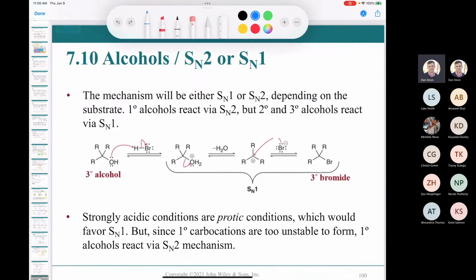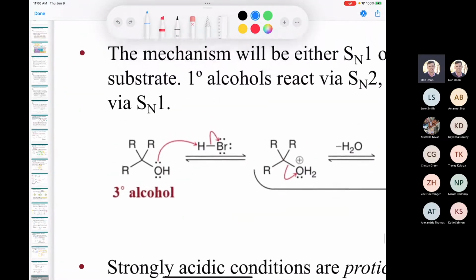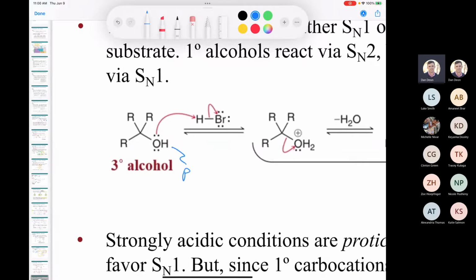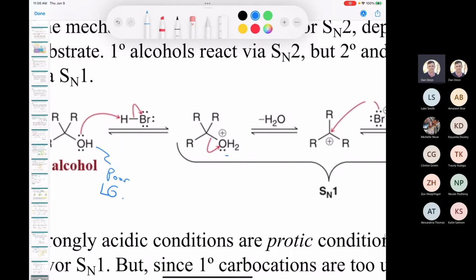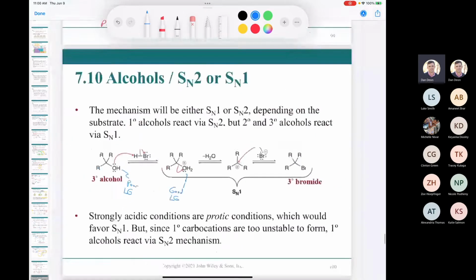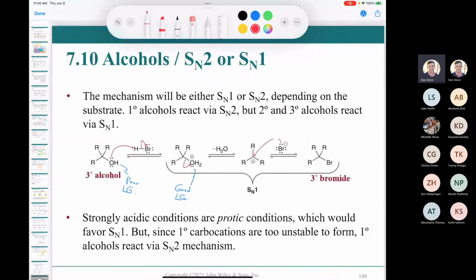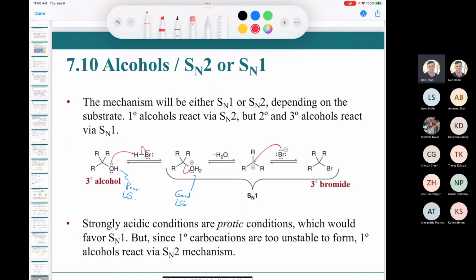Well, what about an SN1 process? Could you do that? If you have a tertiary alcohol, you can do an SN1 process. Why? Because you can take this crummy leaving group. Again, there's our poor leaving group, and it's a tertiary alcohol this time. And so if we protonate it, we convert the alcohol into a good leaving group, which can leave to form our carbocation, which can then undergo nucleophilic attack via the bromide. Again, strongly acidic conditions. These are protic conditions. They favor SN1.